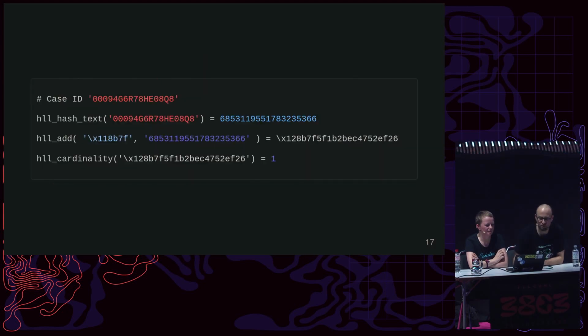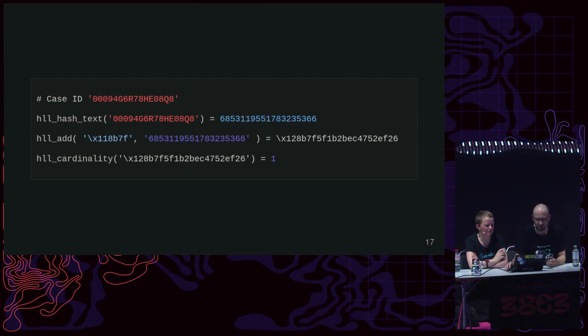The function looks like this. You have the case ID and you hash it, and from the hash you go to the set add function. You add the hash to an empty set, and you get a larger set, which is in the third row on the right. When you want to know the number of items within that set, which is called the cardinality, you will find out in this case that it's 1.